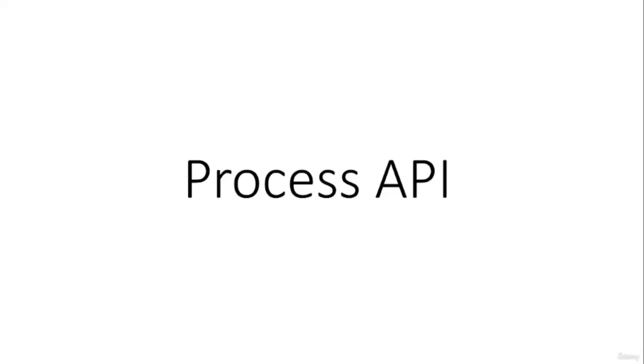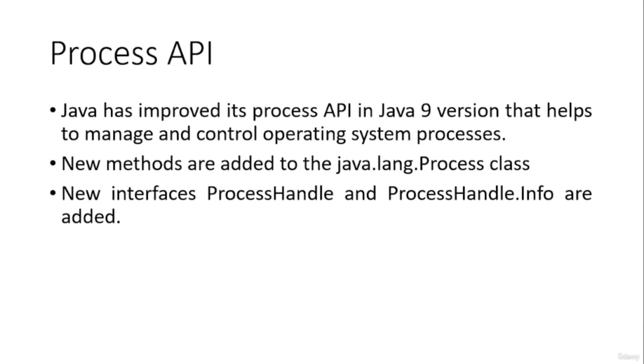Hello and welcome back. In this lecture, we will discuss process APIs in Java. The process API is an API which is used to access the system processes. We know that in our system there are multiple processes executing simultaneously.